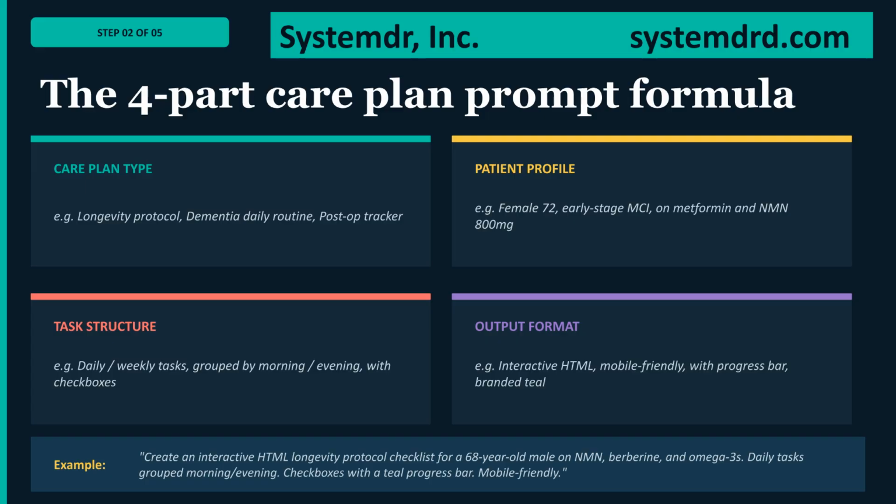Step 2 is building the 4-part prompt formula: care plan type, patient profile, task structure, and output format. An example prompt is provided, demonstrating how to specify the plan details and desired interactive output.